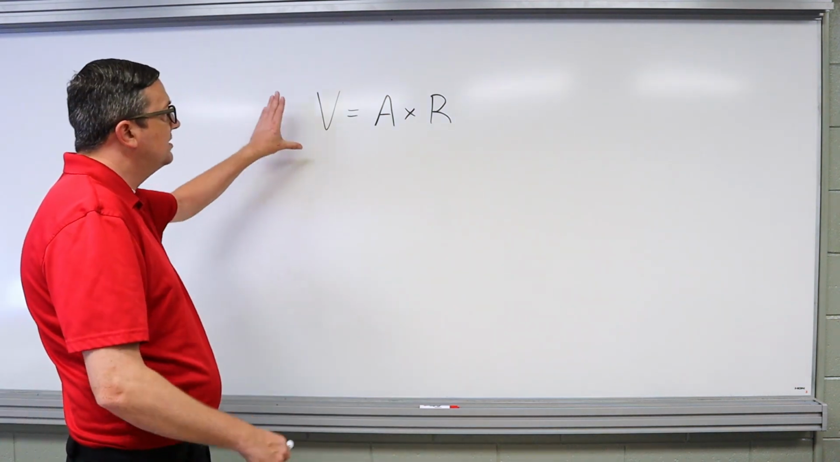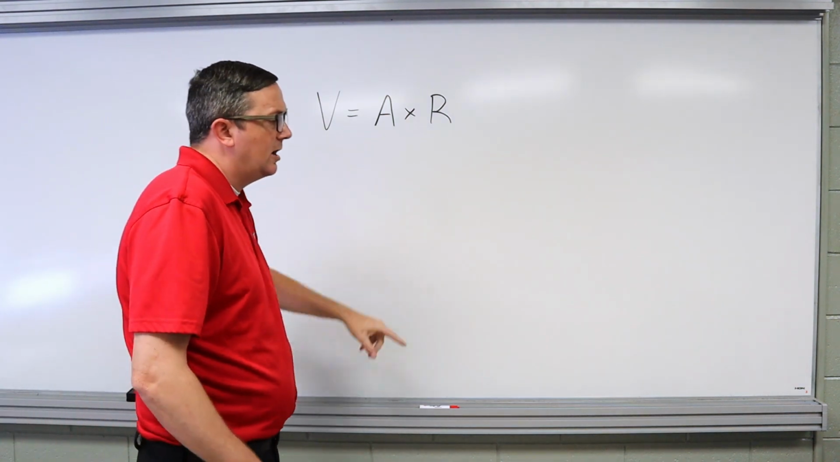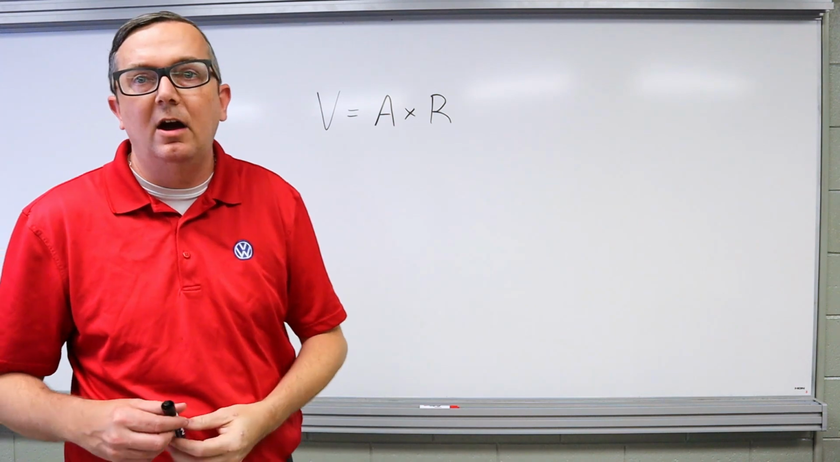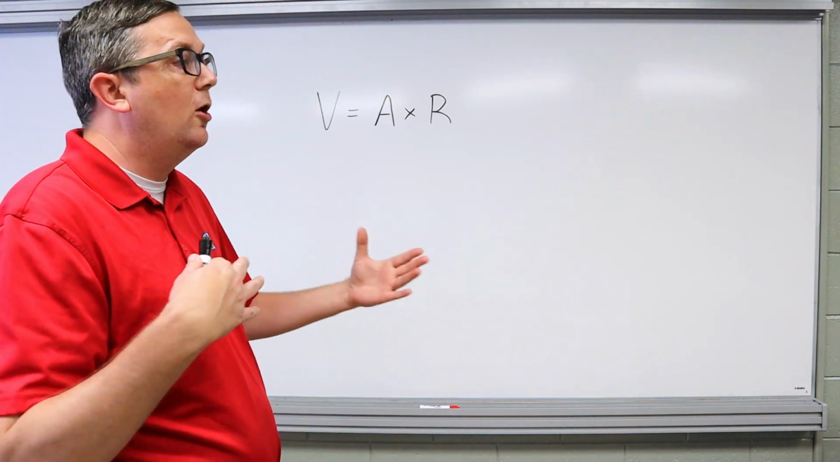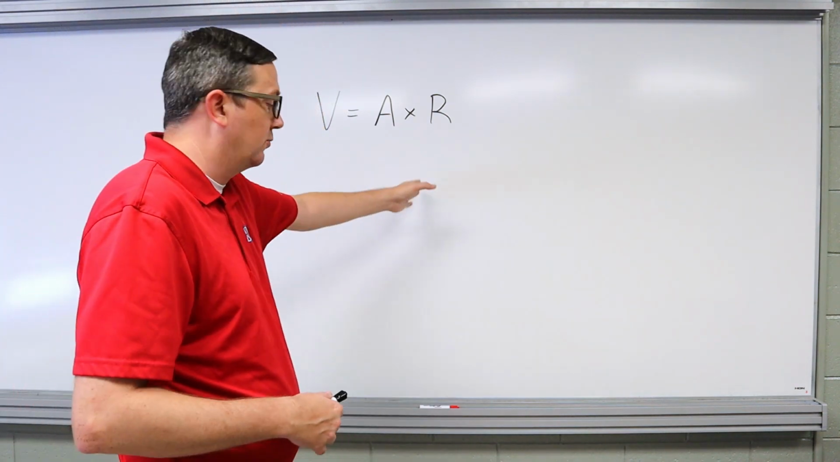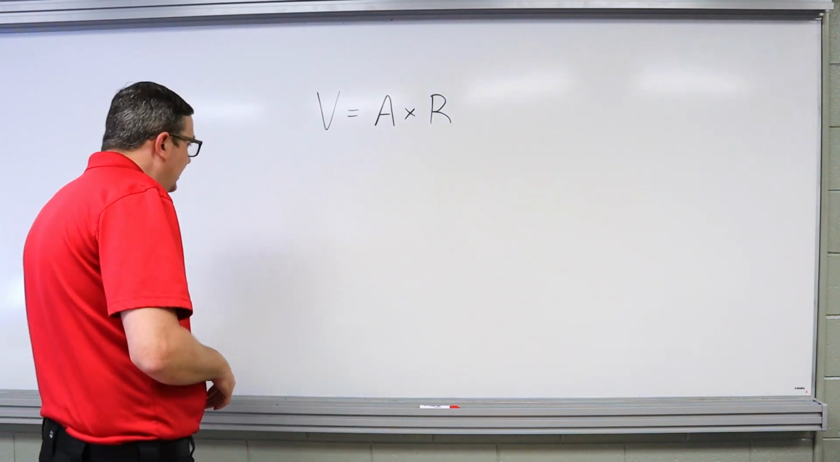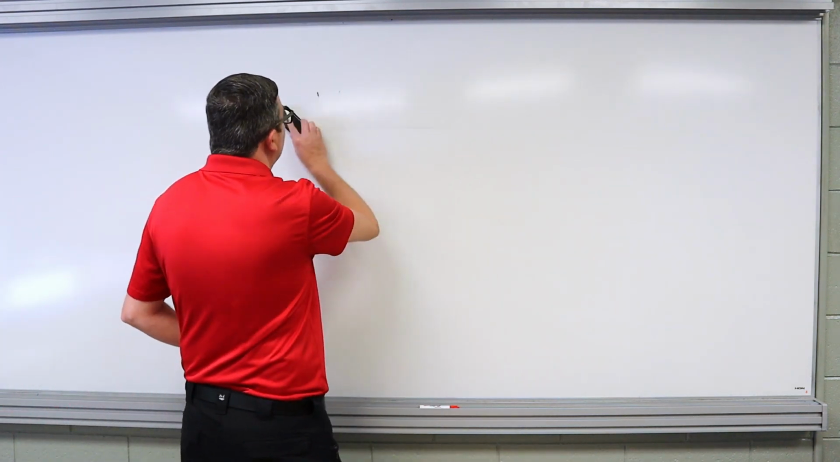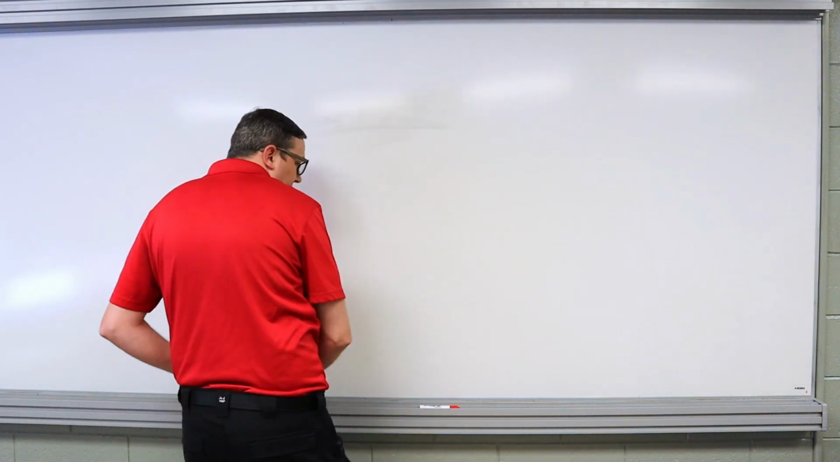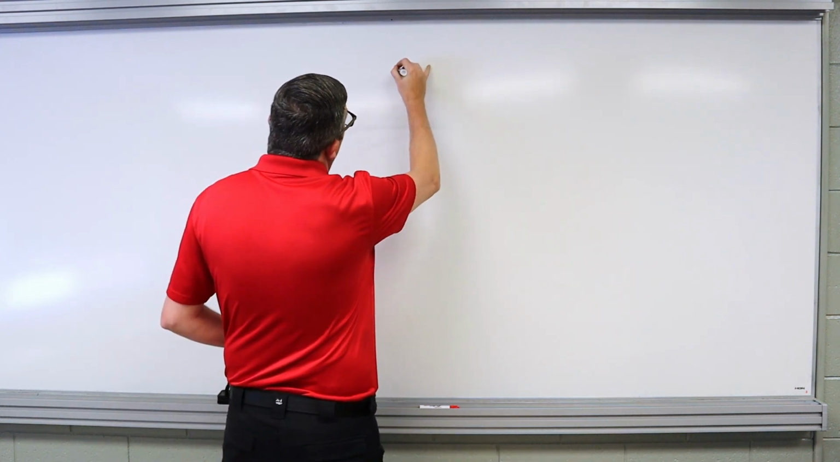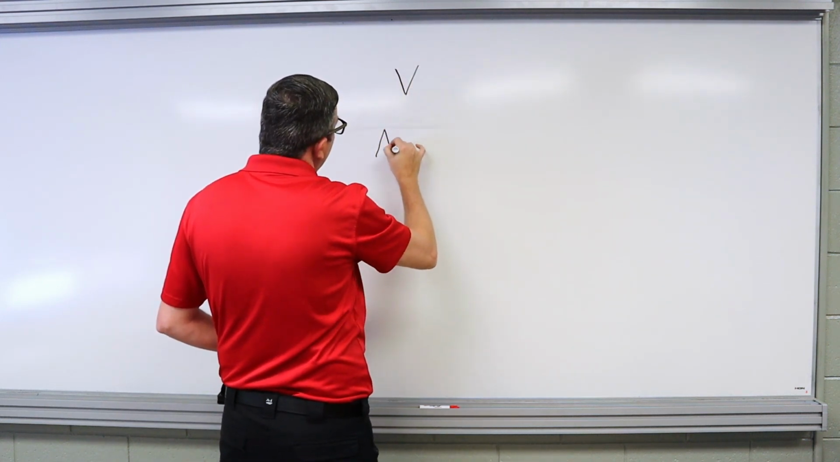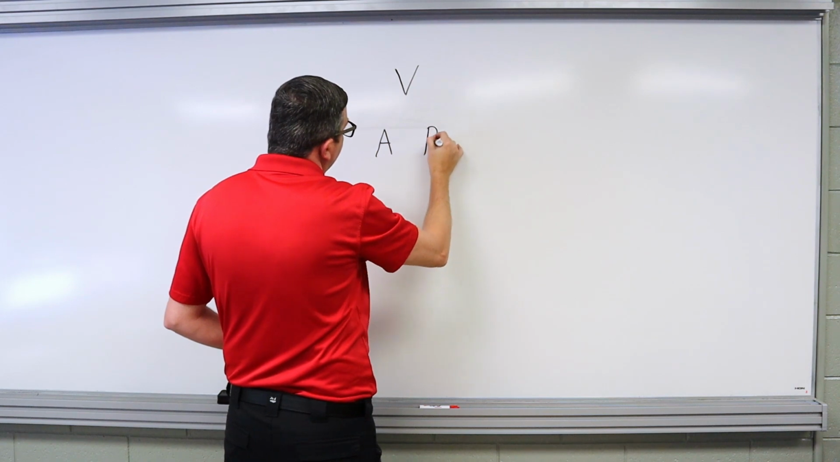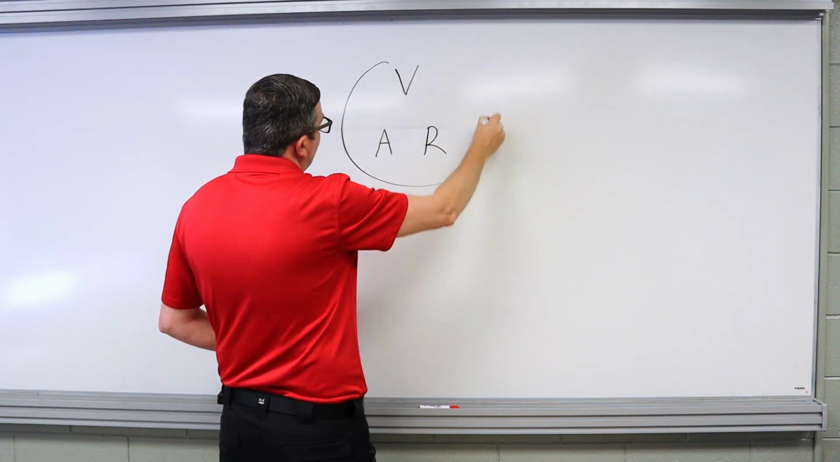So on this, V equals A times R. If you know one or the other, you can kind of flip this around, but I put this in a circle. It's a little bit easier to deal with. So put this up there. Put V, amperage, and resistance, okay? And I call this the circle.